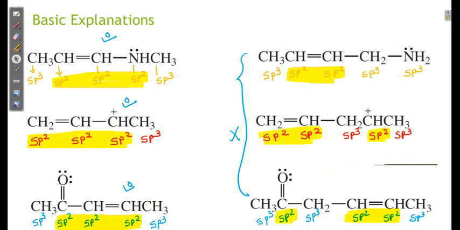So the final conclusion is, in our structure, if we have 3 or more than 3 consecutive sp2 carbons, we can say that there would be a chance of resonance. If there are 3 or more consecutive sp2 hybridizations, only then will there be resonance.